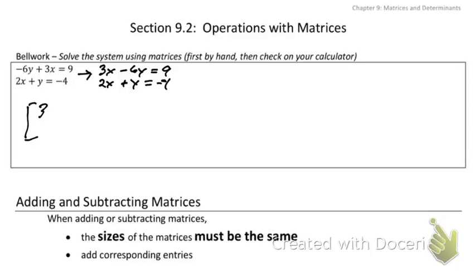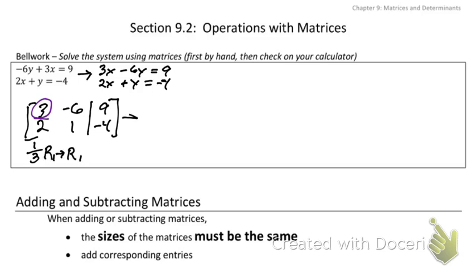It would look like 3, -6, 9, 2, 1, -4. Let's go through this quickly. I would turn the top left to 1. So I'd multiply everything in the first row by 1/3. That becomes my new row 1.